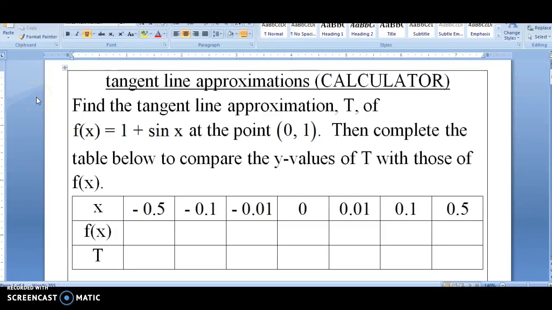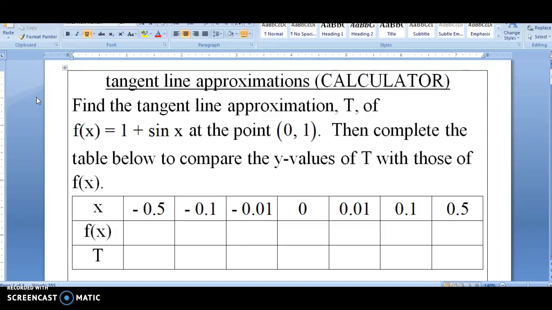Okay, this video is designed to highlight another use for tangent lines. Up to this point, we've used tangent lines to find the slope of a curve at a given point. And while that is certainly useful, tangent lines have another use, and that is to approximate the value of the curve at points that are close to the point that the tangent line and the curve have in common. So here is a problem that highlights this use.